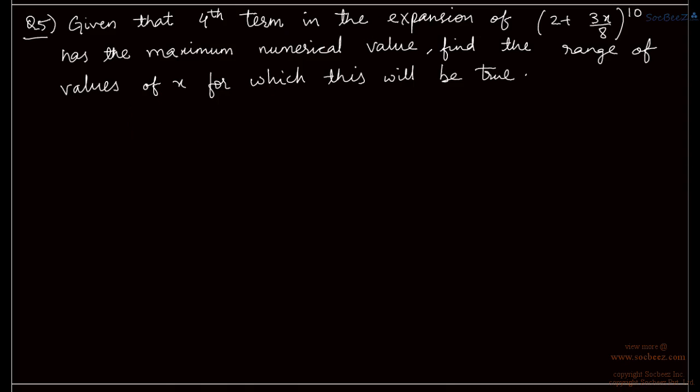Okay. Now, fifth one. Given that the fourth term in the expansion of (2 plus 3x/8) whole power 10 has the maximum numerical value, find the range of values of x for which this will be true.